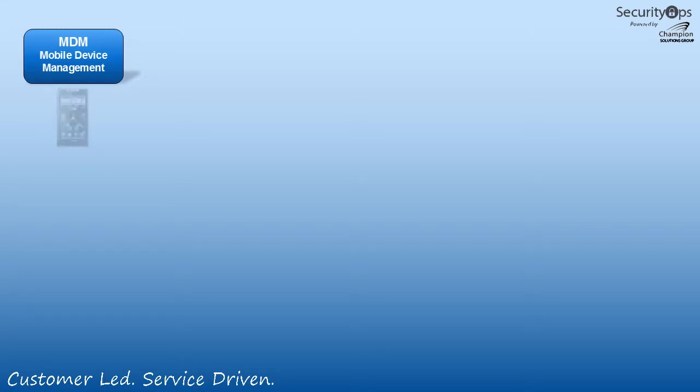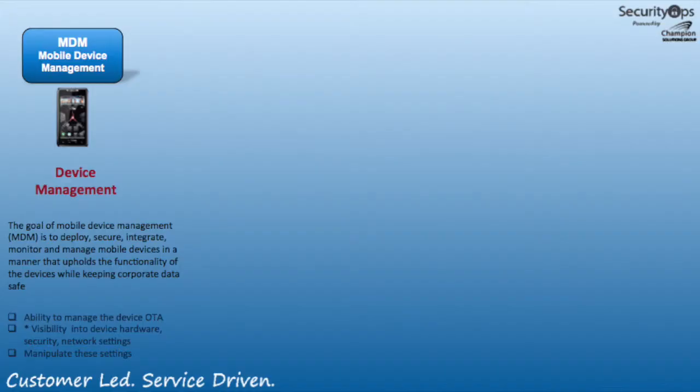First of all is defining all the acronyms used in mobility. Right away we come up with MDM, or Mobile Device Management. And the goal of mobile device management is to be able to deploy to our mobile devices, secure, integrate them, and keep them secure, all the while keeping the user productive and keeping corporate data safe.